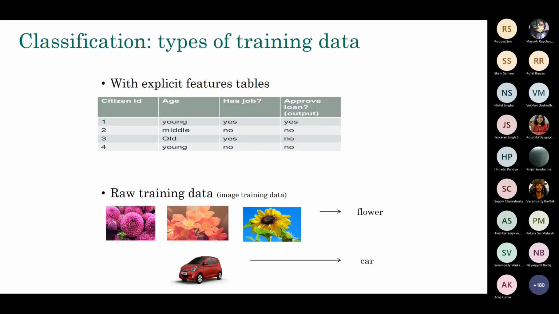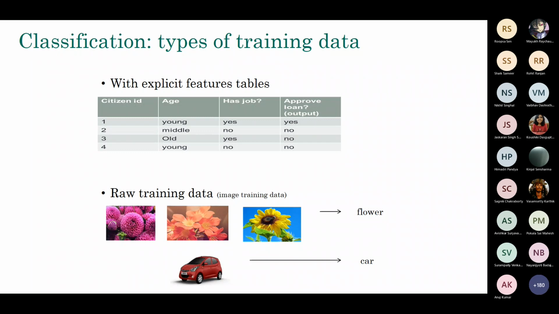Now, again, there are various types of training data, depending on the way that you create the training set. Sometimes for some data sets, you have explicit features, something like the loan data set, where the data is already in tabular format and you just apply your classification technique directly. But in other cases, in fact in most cases now, you have the raw training data.